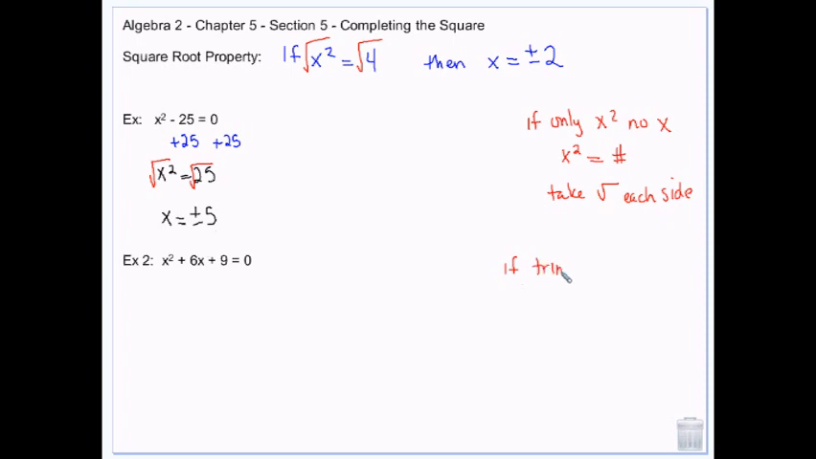If you have a trinomial, and it's a perfect square trinomial, first you factor it. So to check if this is a perfect square trinomial, I take the square root of each of these. So the square root of x squared is x, the square root of 9 is 3, and if I multiply those by 2, I get 6x, which matches. So it is a perfect square trinomial. So the factored form of that is going to be x plus 3 squared.